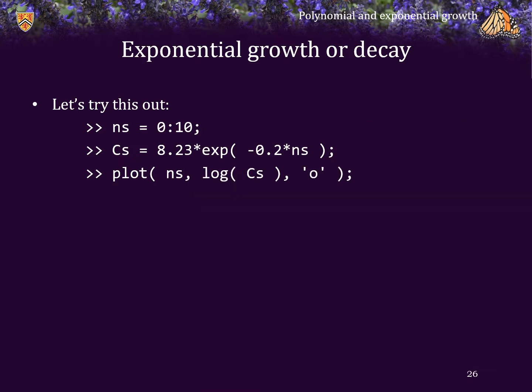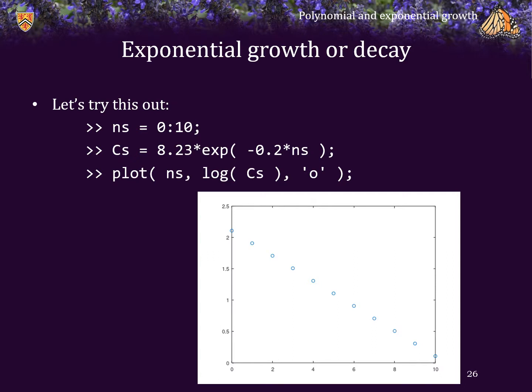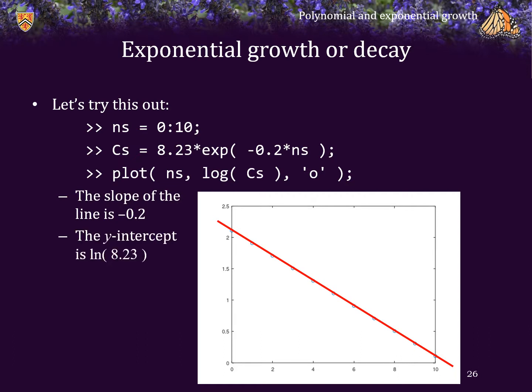If, however, we plot the n values versus the natural logarithm of the c values, we get a different plot. Notice that this is a straight line. We can find the equation of that line, and we note that the slope of this line is negative 0.2. Also, the y-intercept is the natural logarithm of 8.23.